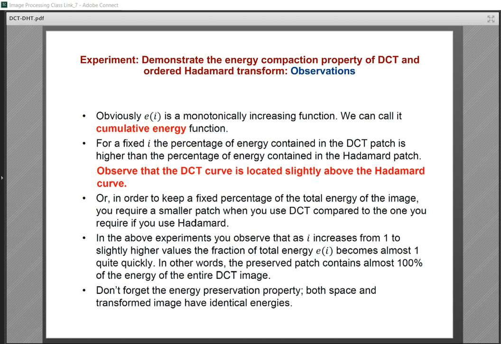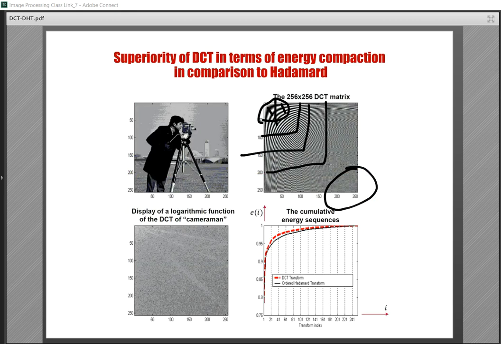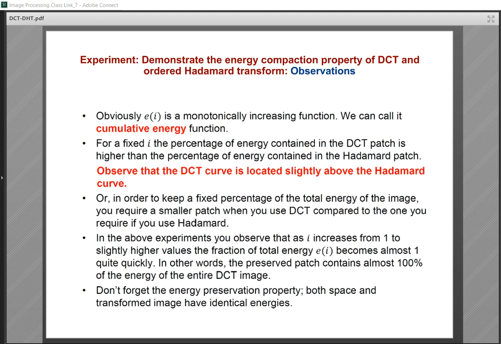For fixed I, the percentage of energy contained in the DCT patch is higher than the percentage of energy contained in the Hadamard patch. We saw in the last slide here the red compared to the black one. Red is for DCT, but black is for ordered Hadamard. We see here that DCT is better, a higher percentage of EI, compared to Hadamard. But DCT calculation is more complex than Hadamard calculation.